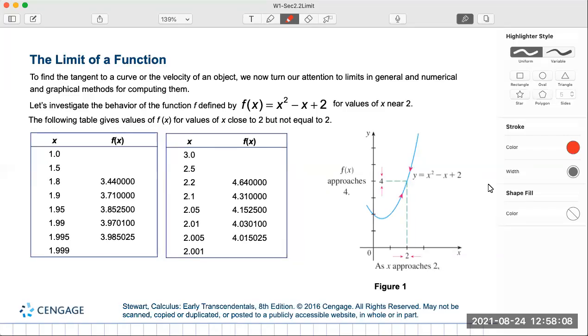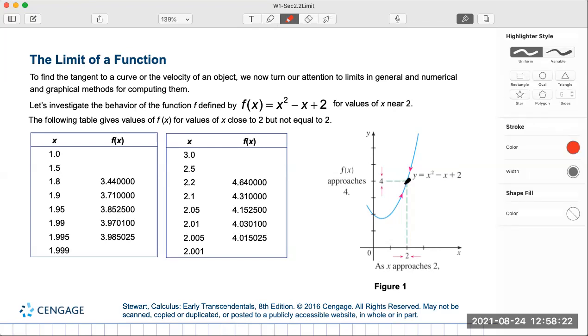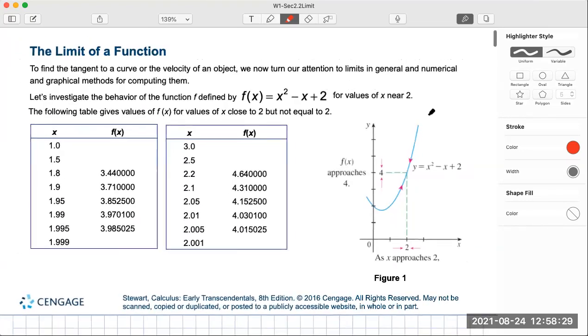Now, before going to the new concept, the limit of a function, suppose we consider this example. Suppose we are given the function f of x is x squared minus x plus 2, and the graph of this function is shown here, the blue one. And they say, investigate the values when x is near 2.